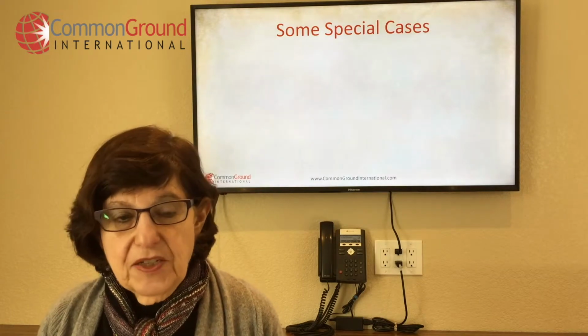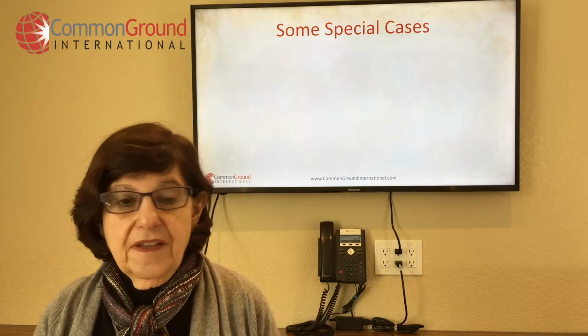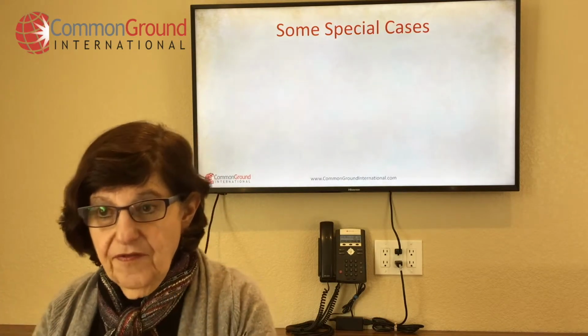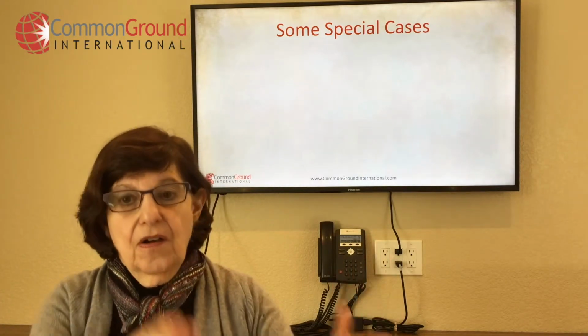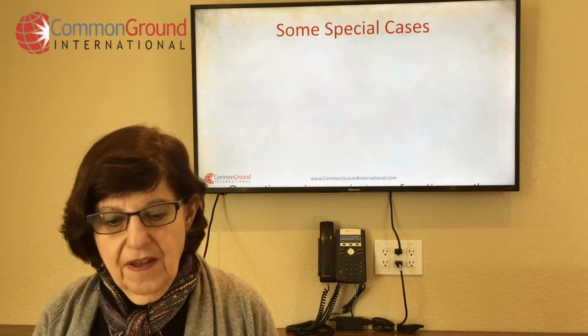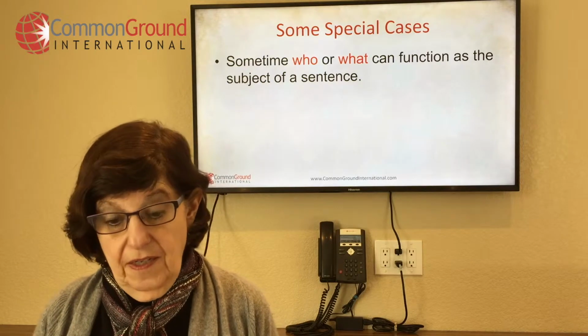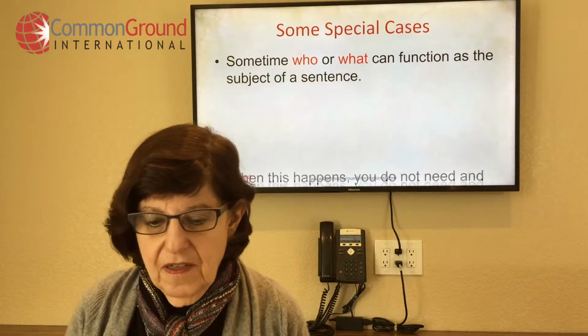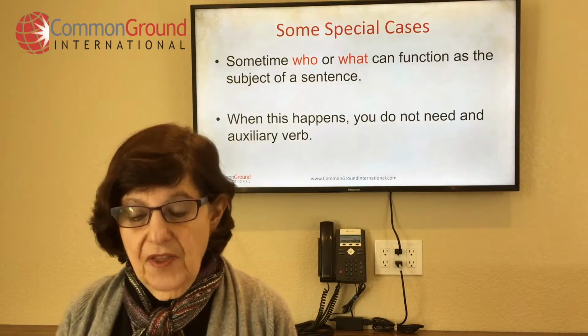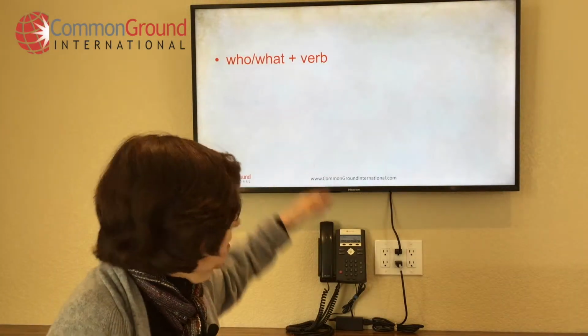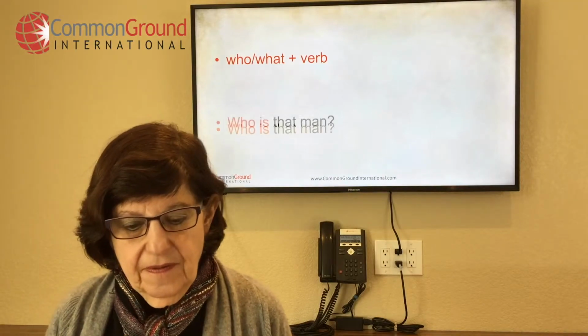Let's talk about some special cases. We've learned the formula. Basically, it's auxiliary, subject, base form. WH, auxiliary, subject, base form. A few special cases: sometimes who or what can be the subject of a sentence. When this happens, you don't need the auxiliary. You just say who or what, plus the verb.